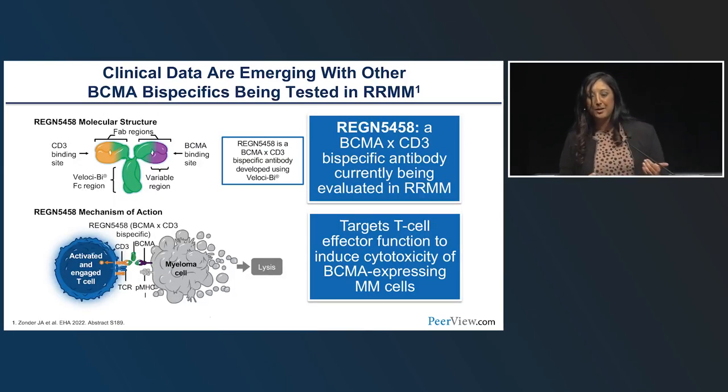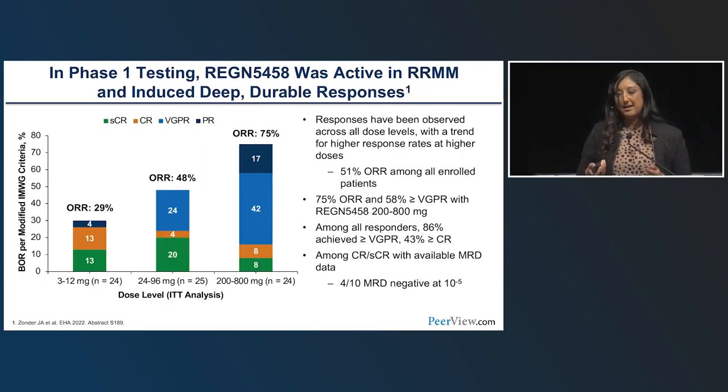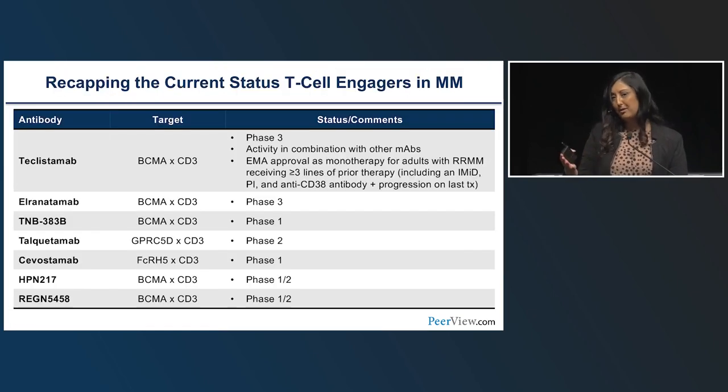So then there's other emerging data also with other BCMA CD3 antibodies, so Regeneron 5458, and it targets T-cell effector function as well for cytotoxicity. And again, the response rates at the higher dose levels between 200 and 800, 75% overall response rate, and then greater than VGPR, 58%, and 43% of patients with CR. And again, MRD negativity for the evaluable patients, usually in the CR. And again, swimmer's plot of over 20 months for some of those patients already. So pretty phenomenal for all of these different BCMA bispecifics for patients who have had BCMA therapy or not.